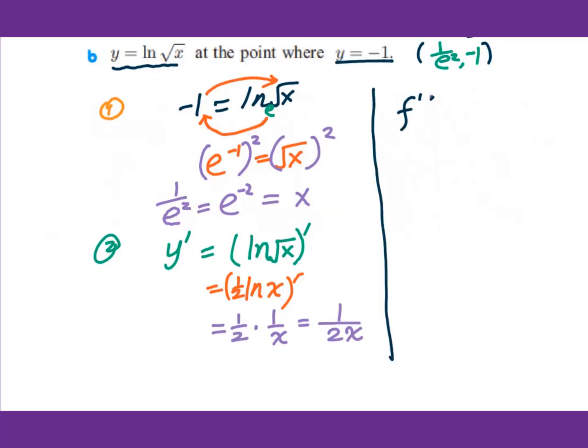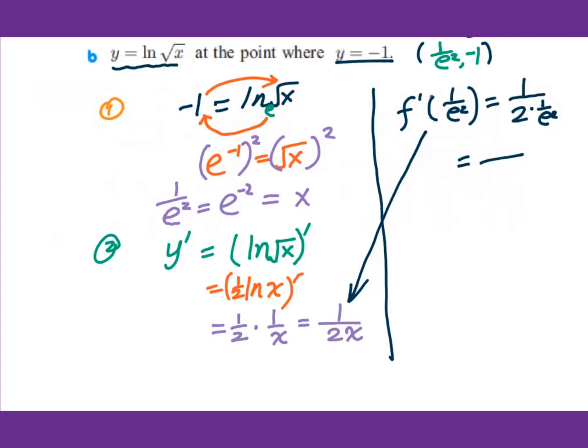Then we plug 1 over e squared into this derivative function. That will be 1 over 2 times 1 over e squared. Then you will get 1 over 2 over e squared. Using the complex fraction, e squared goes to the top. That is e squared over 2. This is the slope of the tangent line.